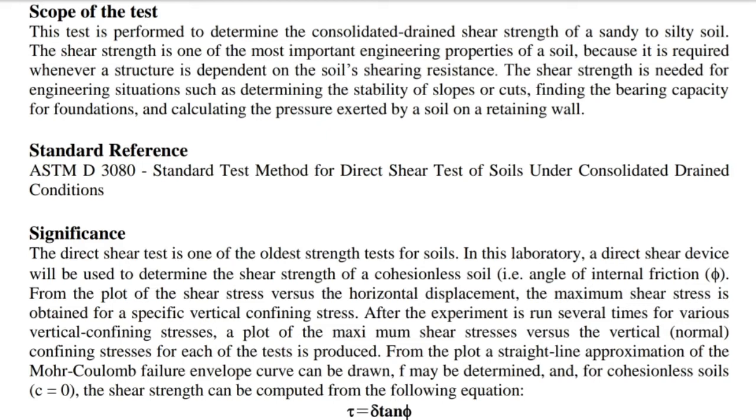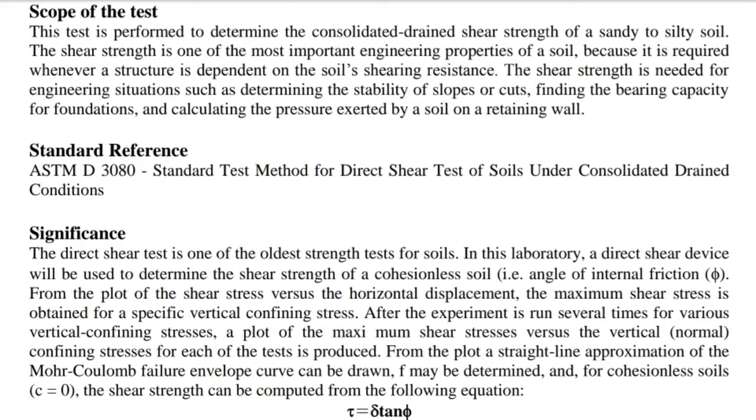In this laboratory, a direct shear device will be used to determine the shear strength of a cohesionless soil, that is, angle of internal friction phi. From the plot of the shear stress versus the horizontal displacement, the maximum shear stress is obtained for a specific vertical confining stress. After the experiment is run several times for various vertical confining stresses, a plot of the maximum shear stresses versus the vertical normal confining stresses for each of the tests is produced.